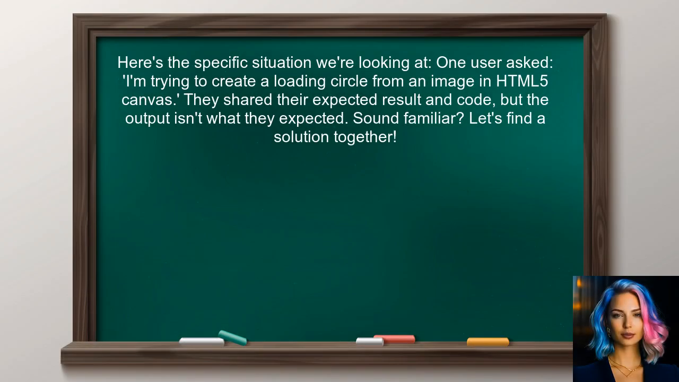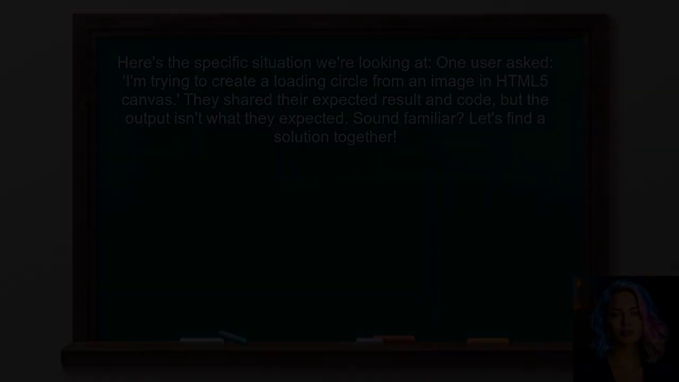Here's the specific situation we're looking at. One user asked, "I'm trying to create a loading circle from an image in HTML5 canvas." They shared their expected result and the code they have so far. But unfortunately, the output isn't what they expected. Sound familiar? Let's dive in and find a solution together.